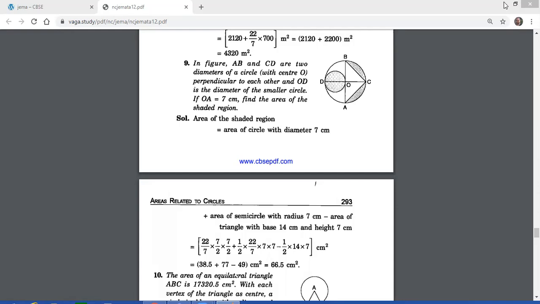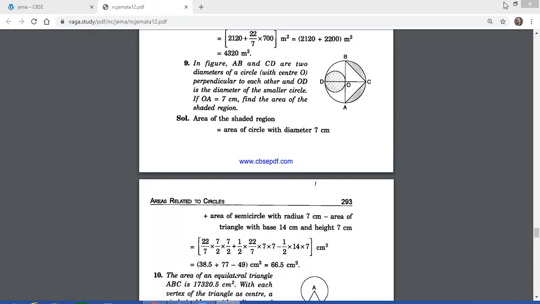So I can use the formula half base into height, half of 14 into 7. So 7 and 7, 14 is the total diameter, height is 7. This is perpendicular, so this is the base and this is the height. So half pi r square minus the triangle half base into height plus this circle is having a diameter of 7, so radius will be 7 upon 2. So what will be the shaded region? The shaded region will be area of this circle as it is.